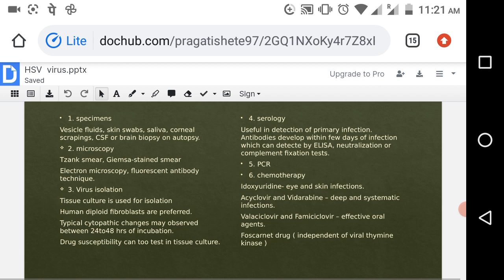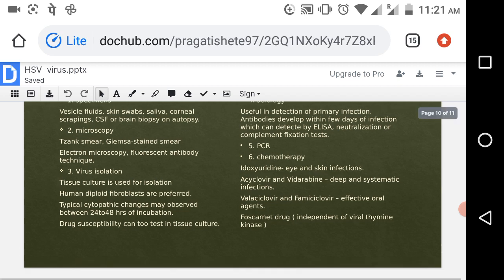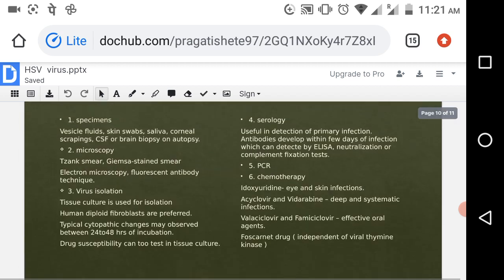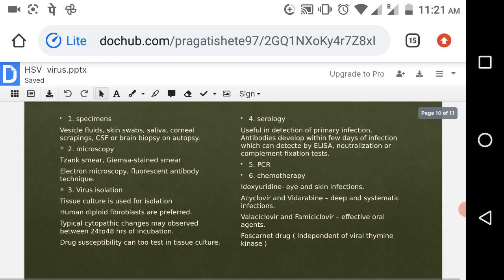Due to this thymidine kinase, the drugs are getting resistant. The virus is getting resistant to the drugs, right? Drugs are no more susceptible. But if we use the foscarnet drug, then that will be effective. Why? Because it is independent of the activity of the viral thymidine kinase. So these are the drugs for the treatment of this infection. Now we have studied the laboratory diagnosis, right? We have studied each step in the laboratory diagnosis.